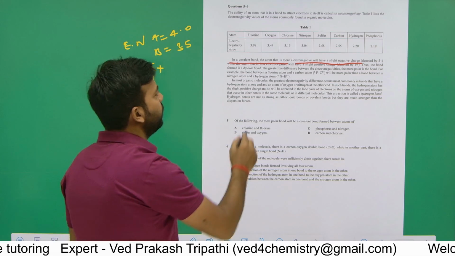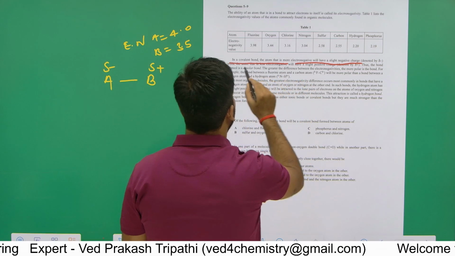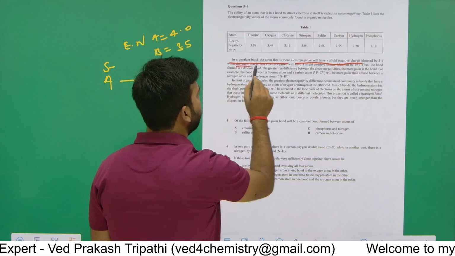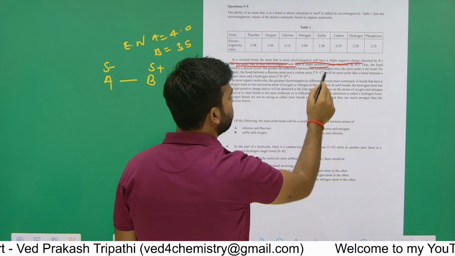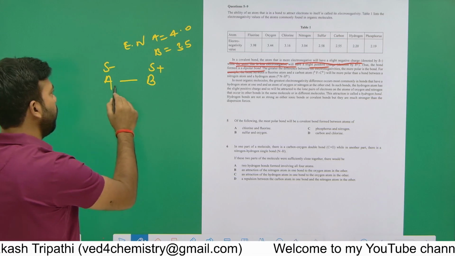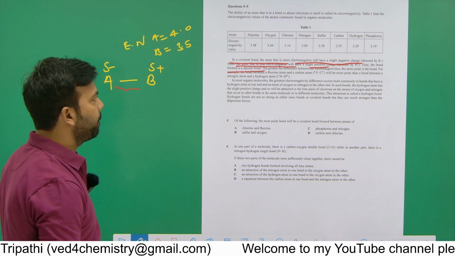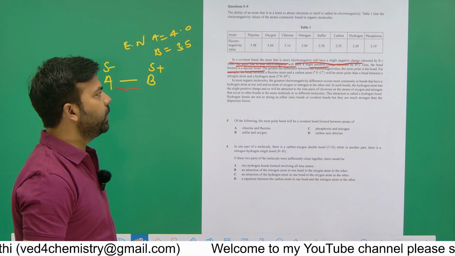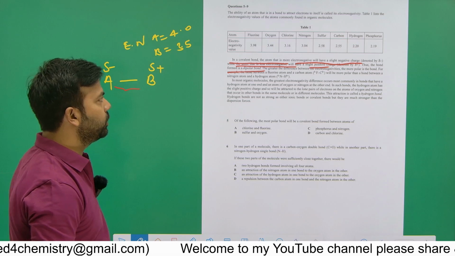And the next line is, the atom that is less electronegative has a slight positive charge. The bond formed is a dipolar bond. So this bond is a dipolar. The greater the difference between electronegativities, the more polar is the bond.